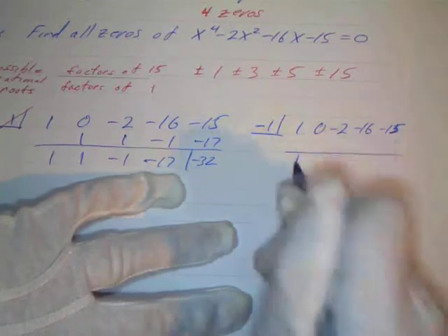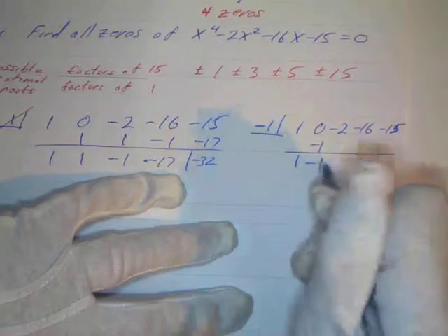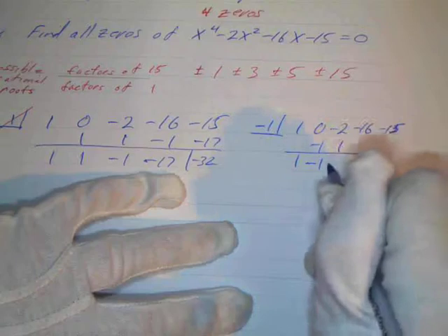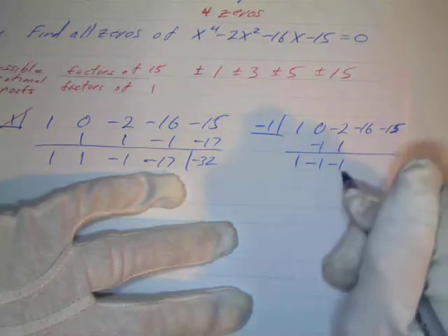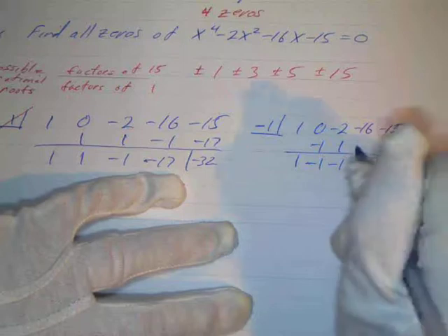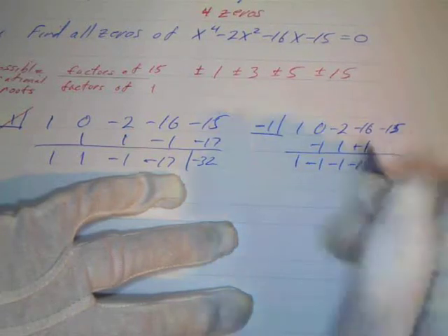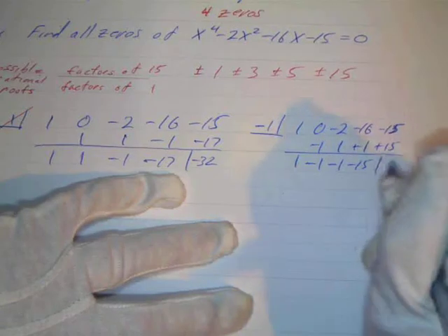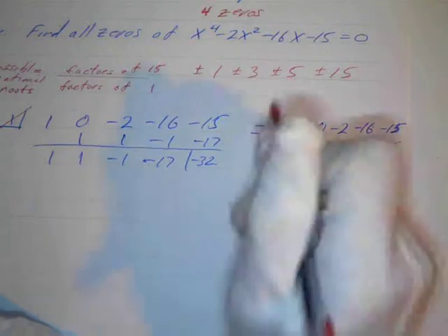And we'll bring down our 1. Negative 1 times 1 is negative 1. That's going to be 0 plus negative 1 is negative 1. Negative 1 times negative 1 is positive 1. Negative 2 makes that negative 1. Negative 1 times negative 1 is positive 1. Negative 16 plus 1 is negative 15. And negative 1 times negative 15 is positive 15. And there we go. We got our 0. So that means negative 1 is one of our roots.